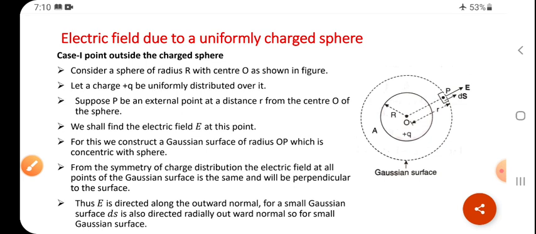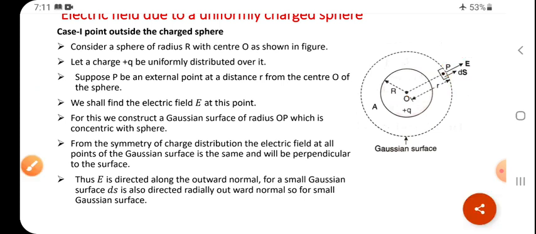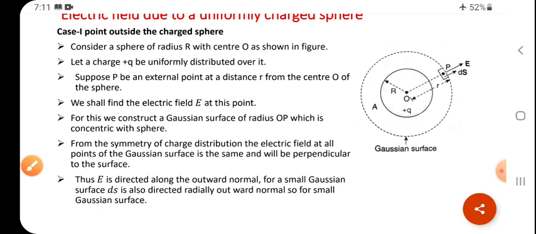Charges are distributed completely on the surface. Next, suppose a point P is an external point at a distance r from the center O of the sphere. At this point one element is considered, and its area is dS. We shall find the electric field E at this point. At this point we have to calculate the electric field value.